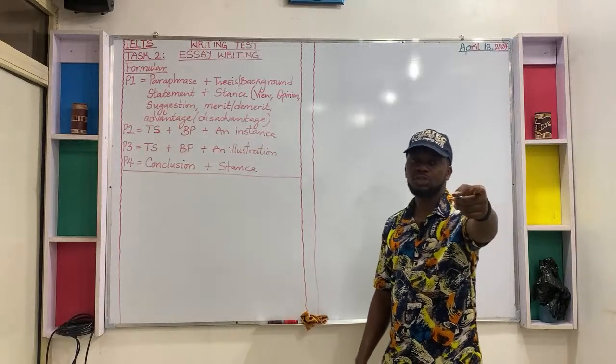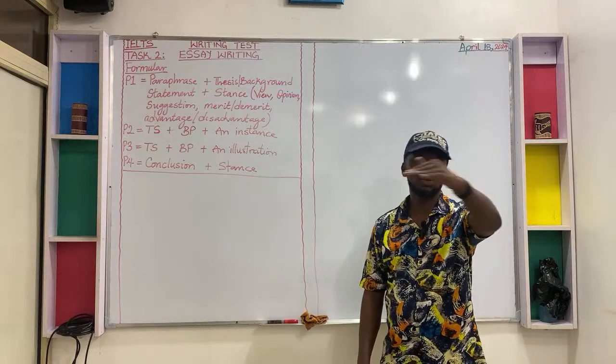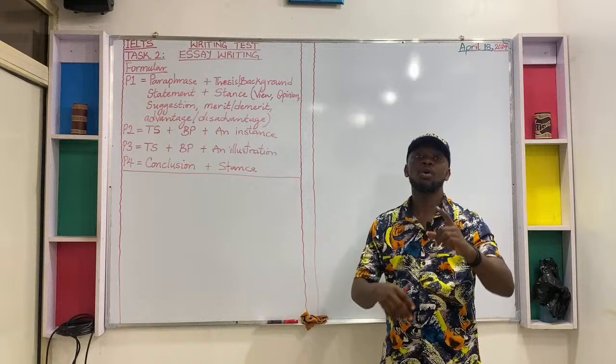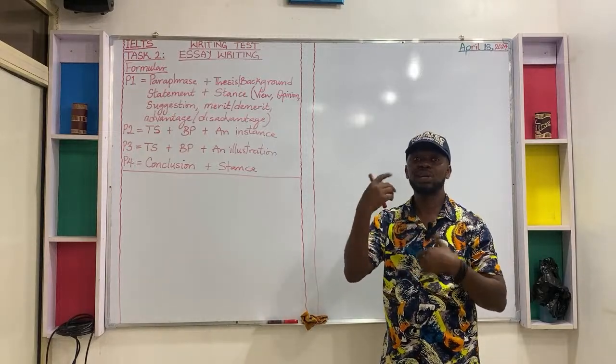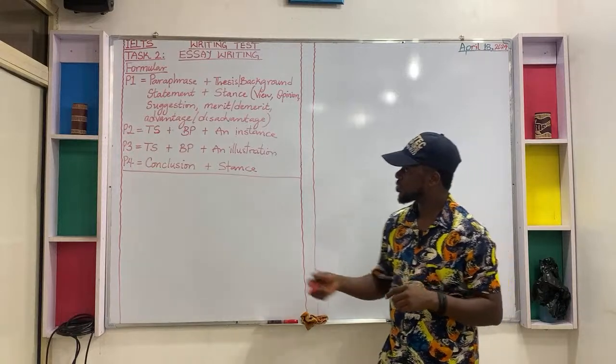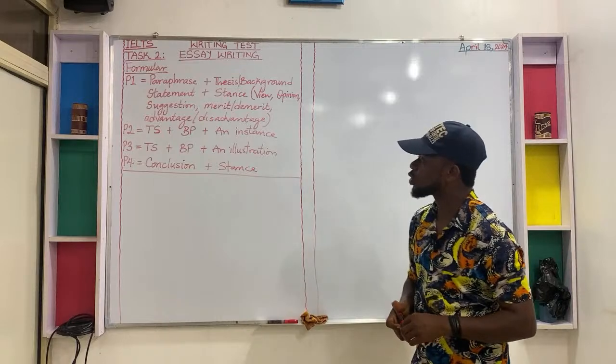The same thing you should try to avoid, repetitions. So when you use a word in a particular sentence, if you want to repeat the same information in the second sentence, you must try as much as possible to bring in the synonyms of the word. So avoid repetitions. Then lastly, let's look at paragraph 4, which is your conclusion.